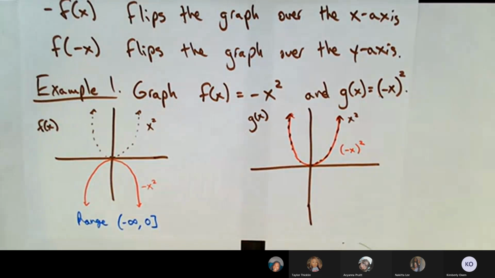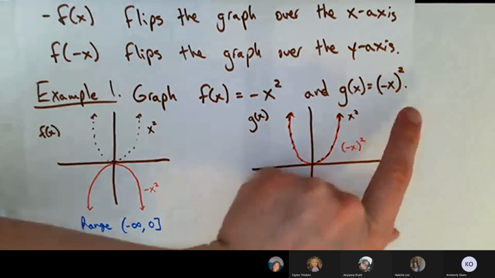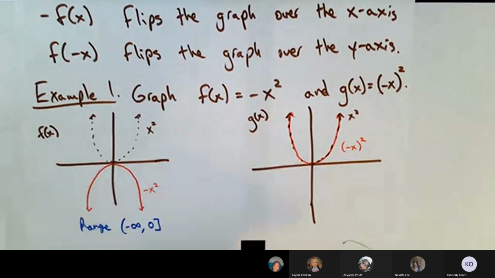Wait, what was that last part? It skipped. Yes. What's that? What was the last part? It skipped. Oh, I said any function that absorbs negatives will not, when you flip it over the y-axis, it will not change.